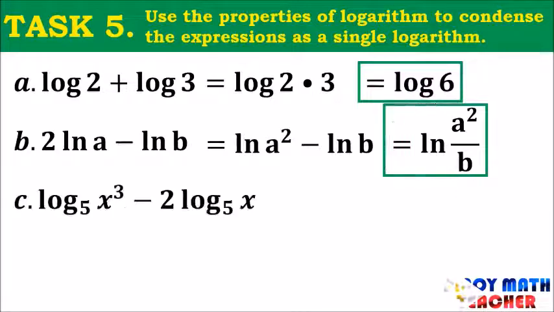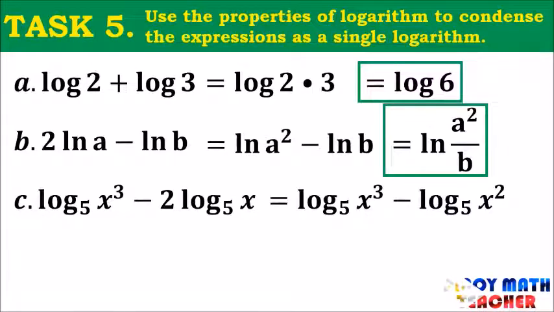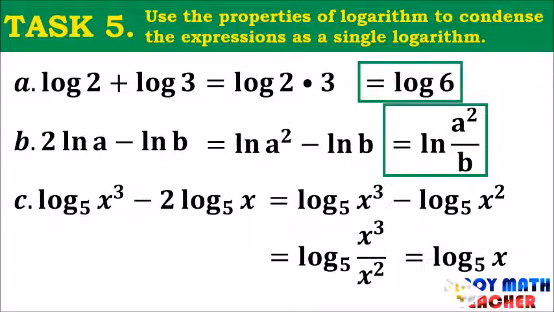Next. Para sa letter C, so given logarithm of x cubed to the base 5 minus 2 times logarithm of x to the base 5. So, ang ginamit dito ay logarithm of a quotient dahil subtraction yung operation. Tapos, para dun sa 2 times logarithm of x to the base 5 ay gumamit ng logarithm of an expression to a power. So, ibalik natin siya dun sa x. So, we have logarithm of x cubed to the base 5 minus logarithm of x squared to the base 5. So, next natin ay logarithm of x cubed over x squared to the base 5. So, logarithm of a quotient dahil subtraction. So, ang x cubed over x squared ay pwede pang simplify. So, we have logarithm of x to the base 5. So, final answer na to.